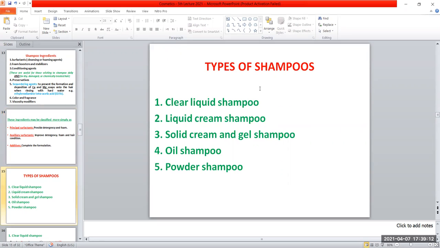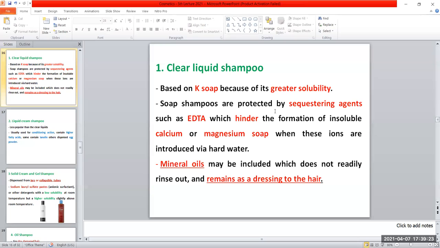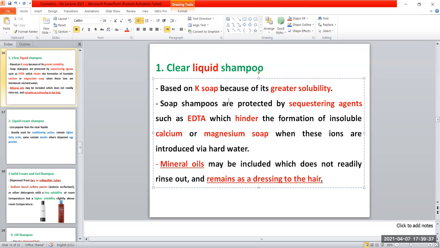What are the different types of shampoos? Clear liquid shampoo, liquid cream shampoo, solid cream and gel shampoo, oil shampoo and powder shampoo. Clear liquid shampoo is based on potassium soap. Why potassium soap? Because it has a greater solubility. That is why we call it clear liquid shampoo, because we use potassium soap.